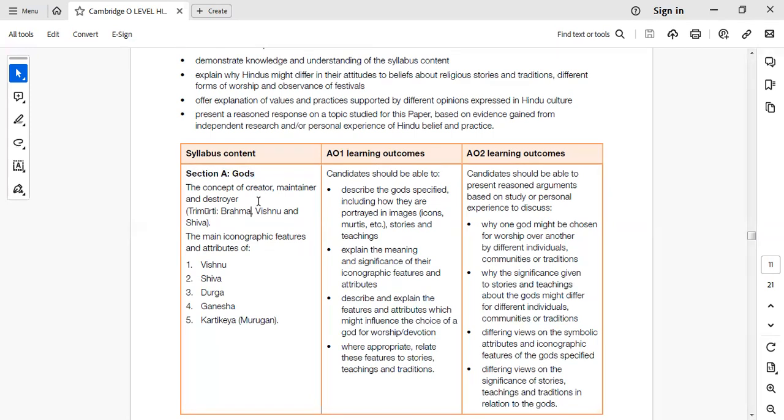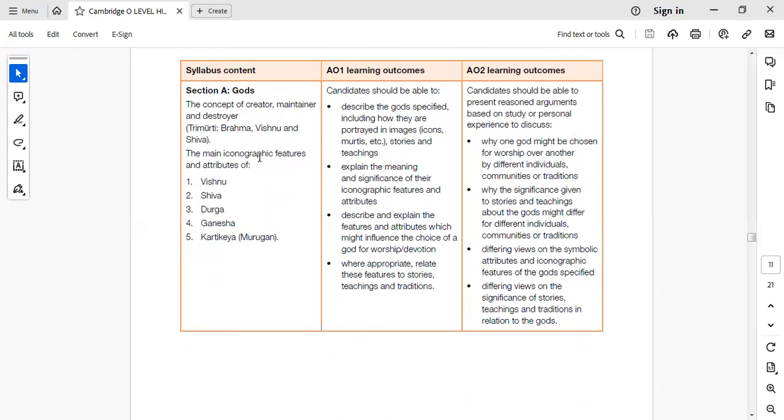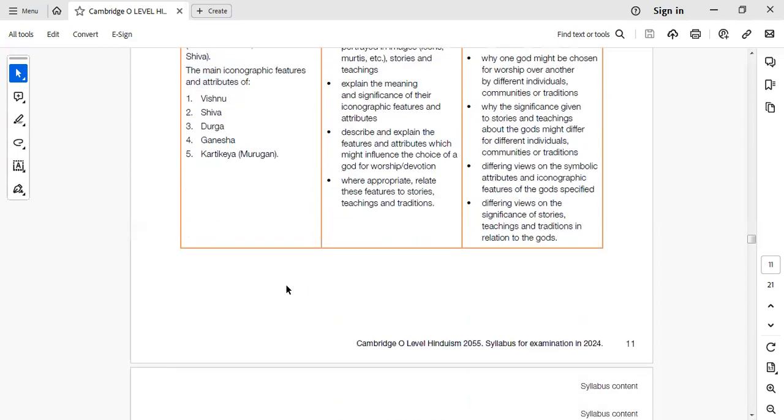Brahma, Vishnu, and Shiv. We are going to learn iconographic features and attributes of Vishnu, of Shiv, of Durga, of Ganesh, and of Kartikeya, that is also called Muruga. Paper 1, section A, this is what you have to learn. This is quite an easy thing.